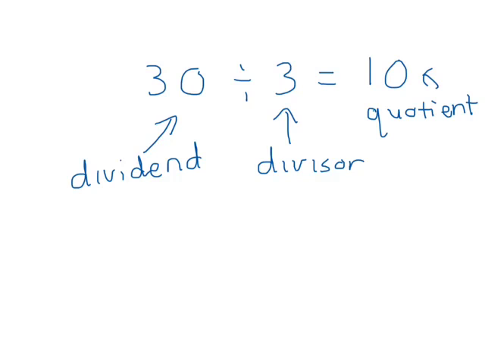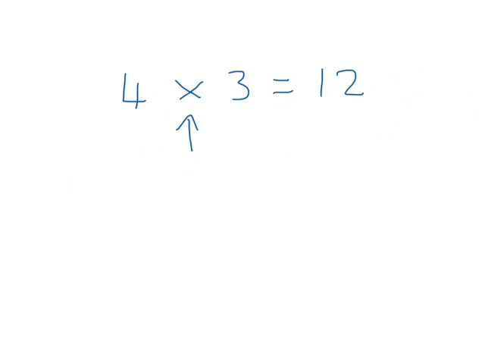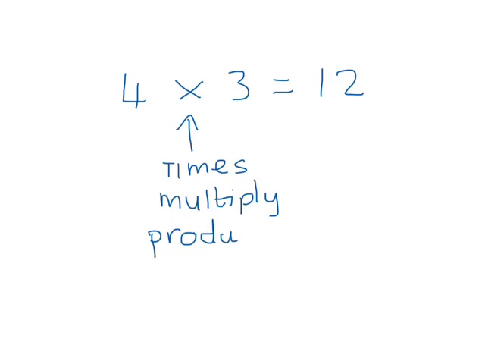Now let's look at multiplying. When multiplying, we can have a number times by a number to give us an answer. The times sign, that sign there, can be called times. It can be called multiply. Or it is also known as finding the product of. Product of is the same as times or multiply.